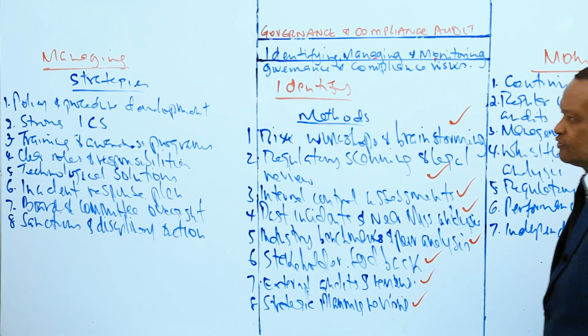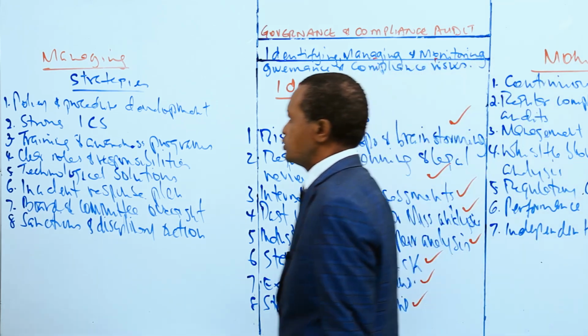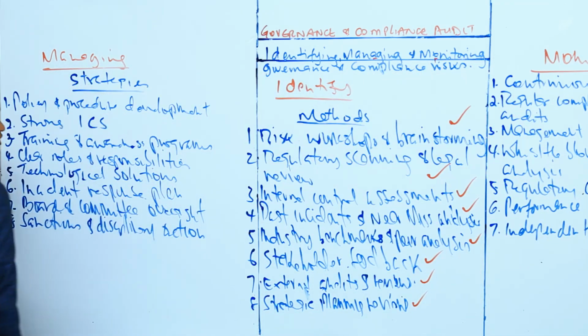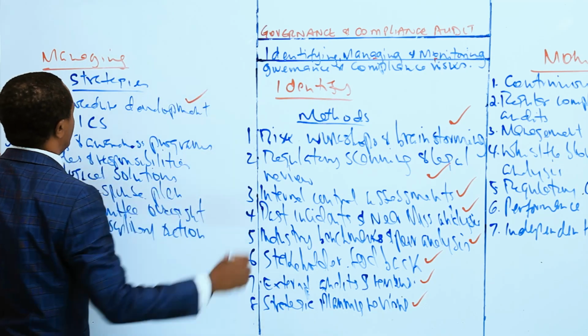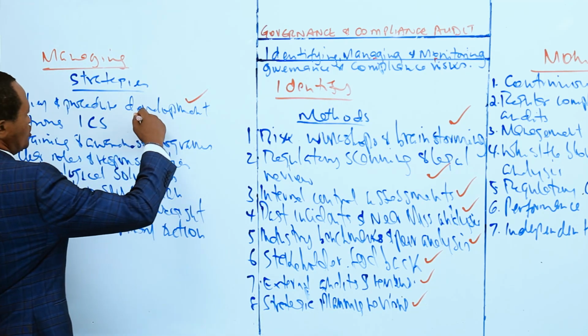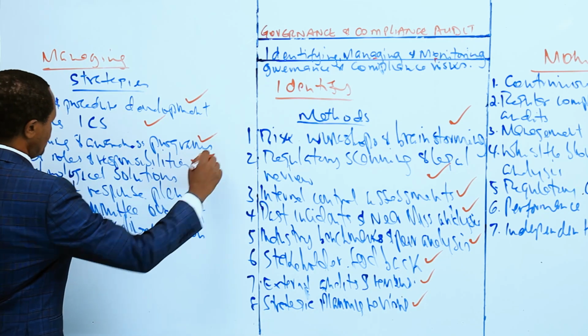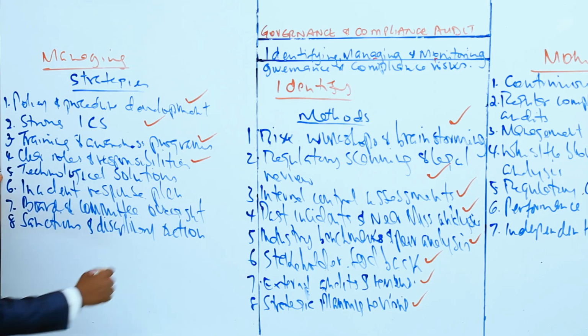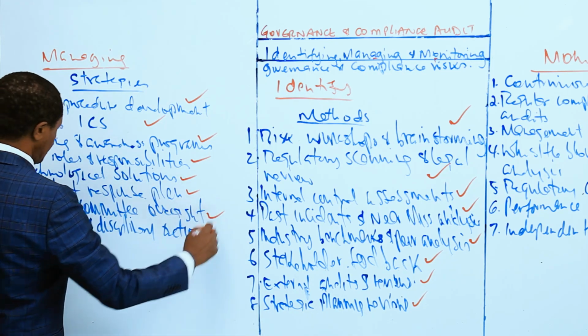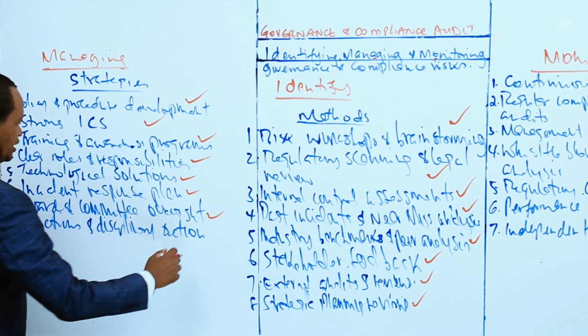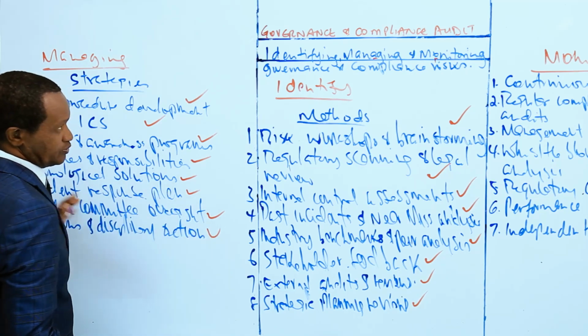Then we have also identified 8 strategies that can be used to manage governance and compliance risks. Number 1 is policy and procedure development. Number 2, having a strong internal control system. Number 3, training and awareness programs. Number 4, clear roles and responsibilities. Number 5, technological solutions. Number 6, incident response plans. Number 7, board and committee oversight. Number 8, sanctions and disciplinary action.